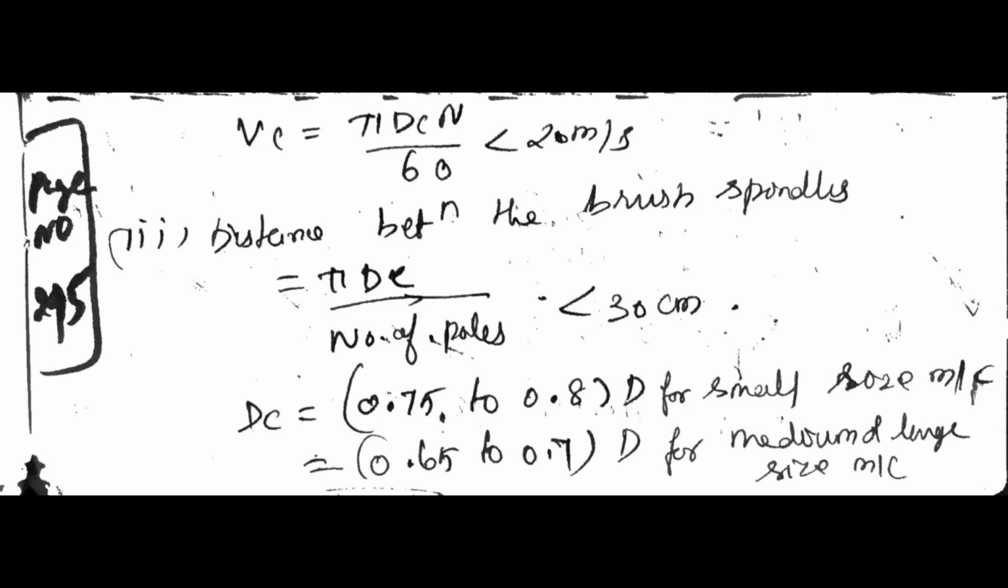Diameter of commutator, second point. Peripheral speed of commutator should be less than 20 meter per second.